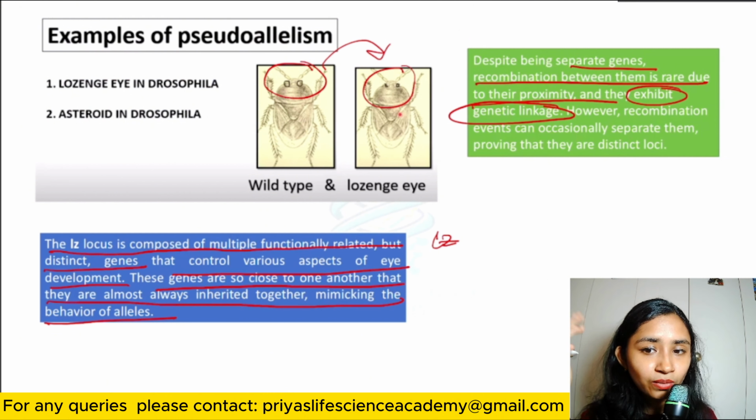Okay, so what is genetic linkage, what is recombination, I'll come to this in later classes, but for now you have to understand that pseudoalleles are the alleles of different genes. They are just functionally similar, okay, and they are very closely located to each other. I hope you understood.